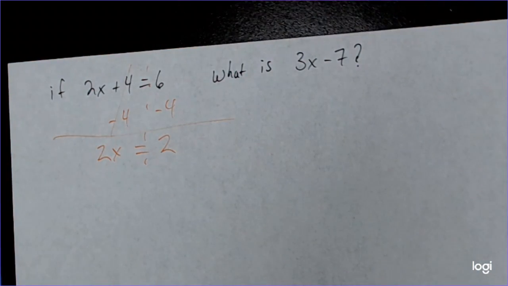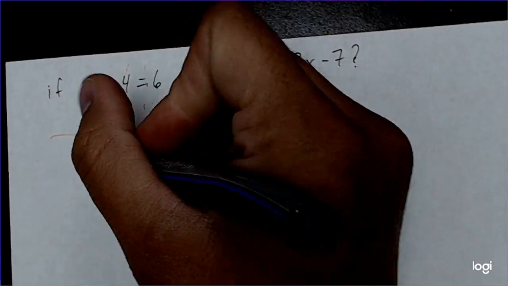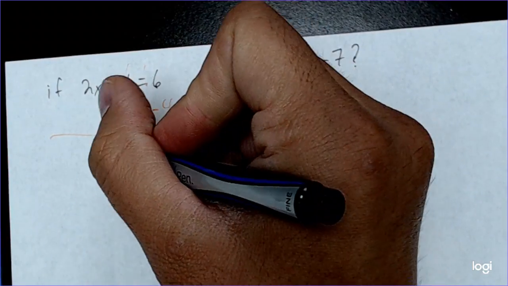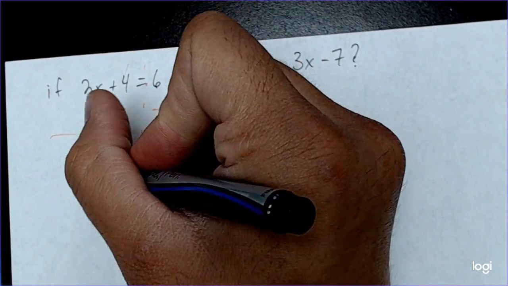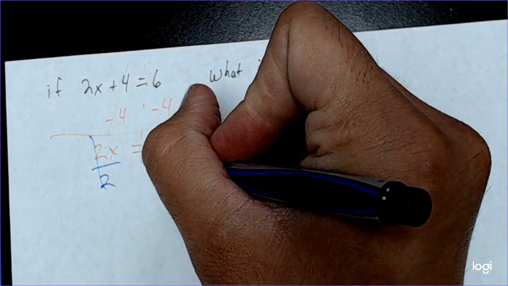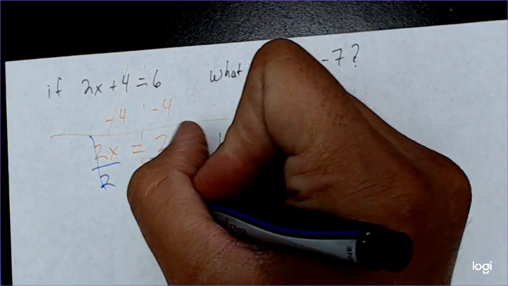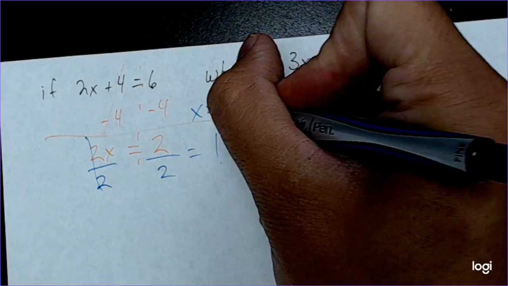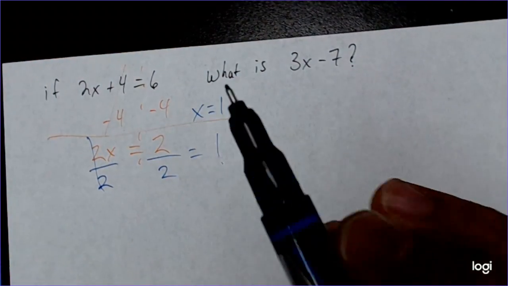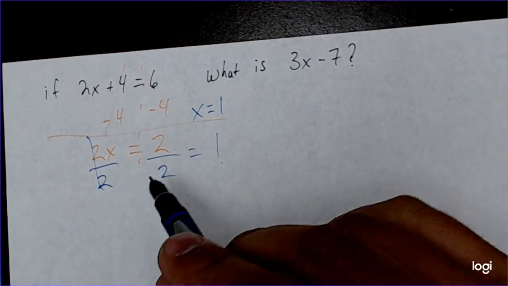And then I'm going to go through all those steps again. There's no more addition or subtraction, so I can move on to multiplication and division. I got to get rid of the times 2. The opposite action would be to divide by 2. That cancels. If I do anything to one side, I have to do it to the other. 2 over 2, well, that just equals 1. So now I know that x equals 1. Great. Step 1 complete. x is equal to 1.